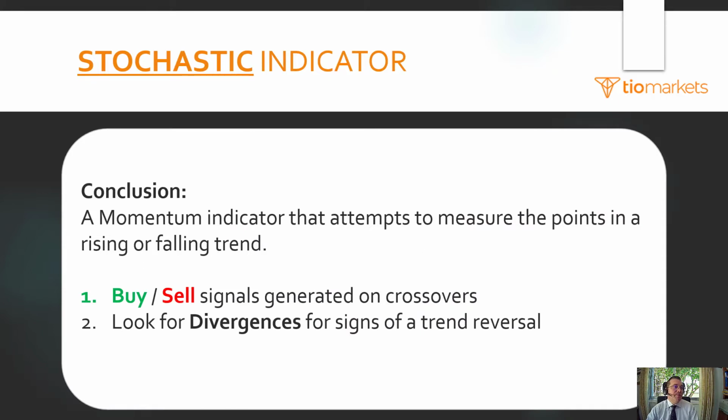So the conclusion, the stochastic indicator is a momentum indicator that attempts to measure the points in a rising and falling trend. Buy-sell signals are generated on crosses, and look for divergences for signs of breakouts or a trend reversal.